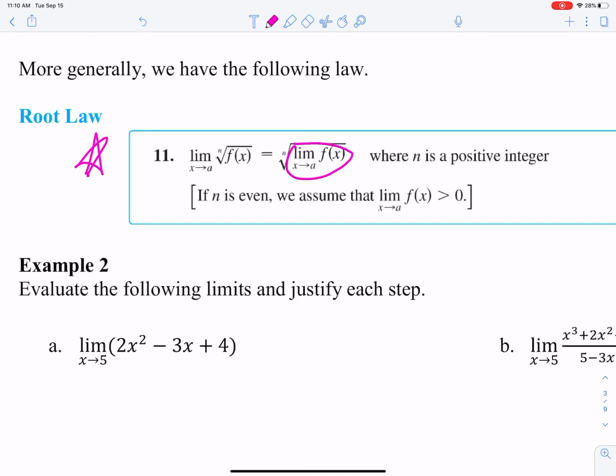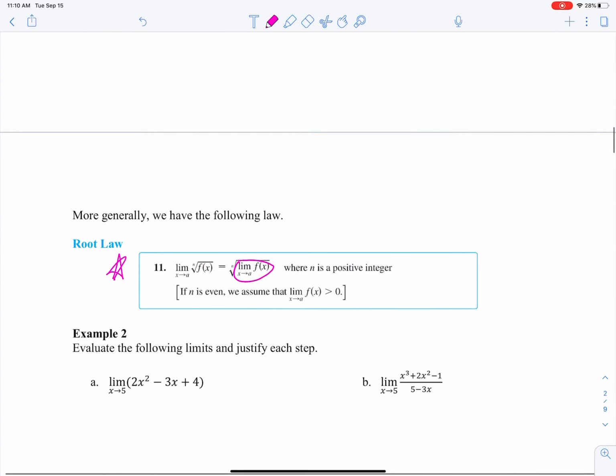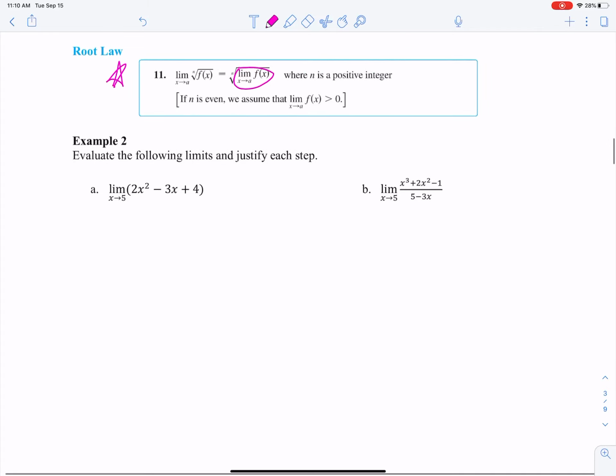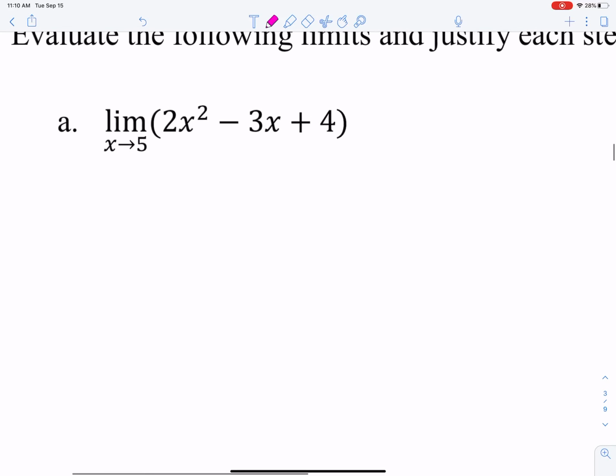Okay, so you're going to learn all those rules, all 11 of them. You're going to know them. And it's going to make life so much easier. Because if you don't have a graphing device, this limit is a little bit of a pain, unless you know some other tricks. But like I said, we'll go over that stuff later.